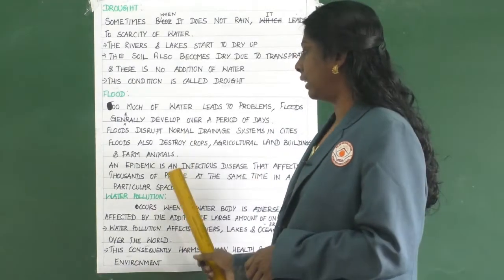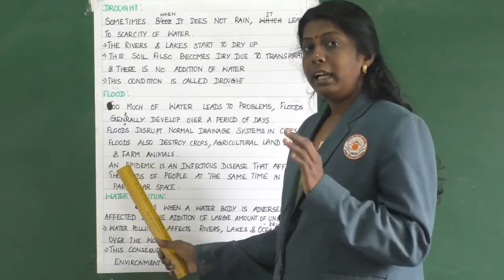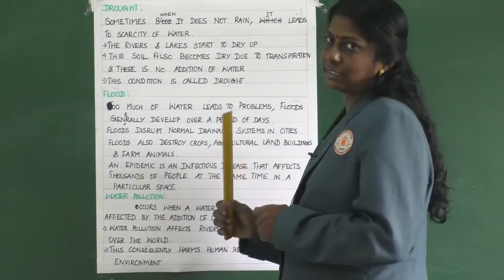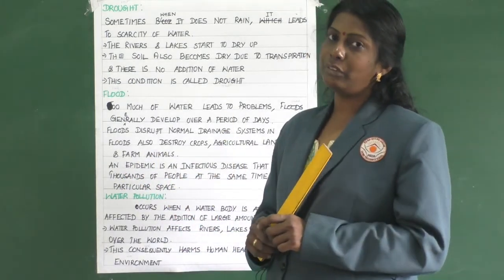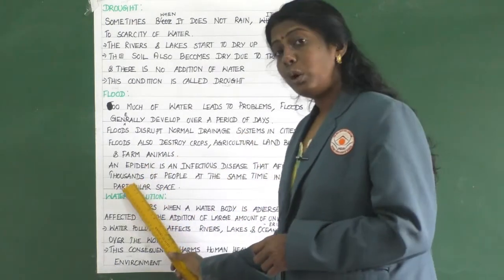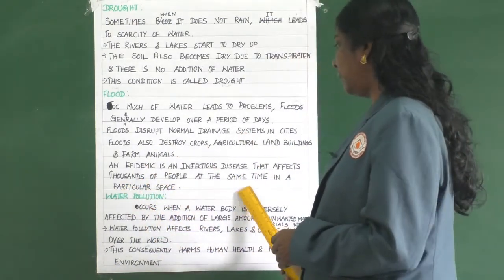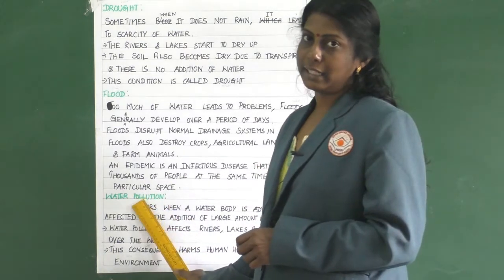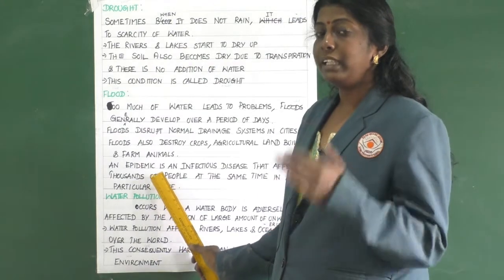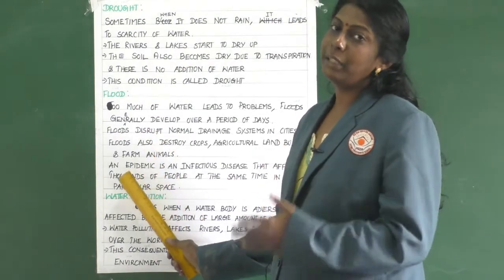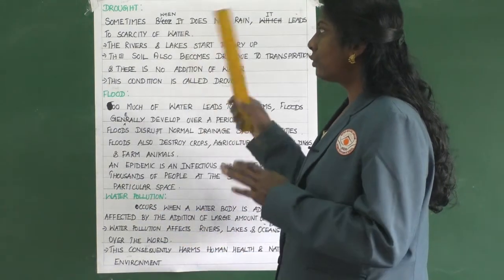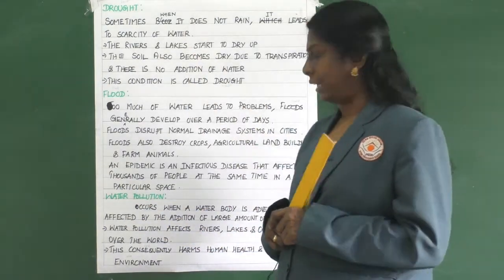Clear? Then about epidemic. An epidemic is an infectious disease that affects thousands of people at the same time in a particular place. So at the same time, thousands of people will get affected because of this epidemic disease. Clear? So this is what we learned about drought and flood.